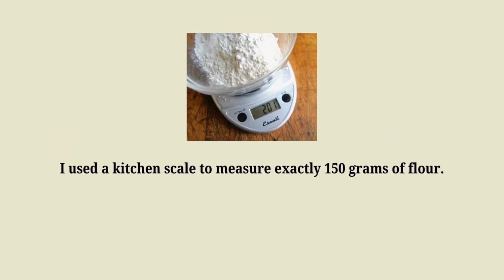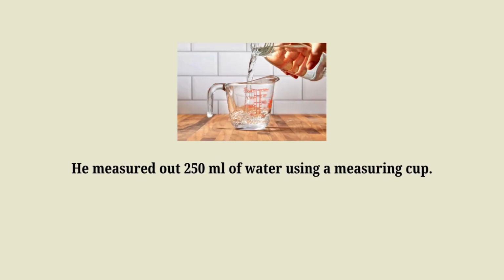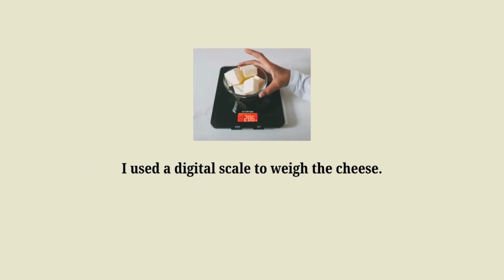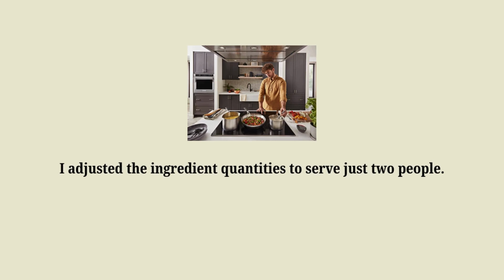Kitchen measurements and conversions. I used a kitchen scale to measure exactly 150 grams of flour. She noted that 1 tablespoon equals 3 teaspoons. He measured out 250 milliliters of water using a measuring cup. I used a digital scale to weigh the cheese. He converted Fahrenheit to Celsius for the oven settings. I adjusted the ingredient quantities to serve just 2 people.